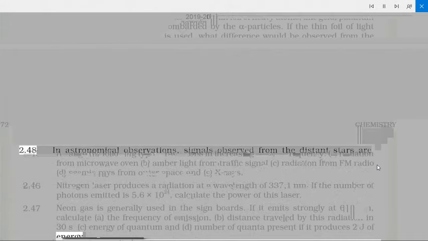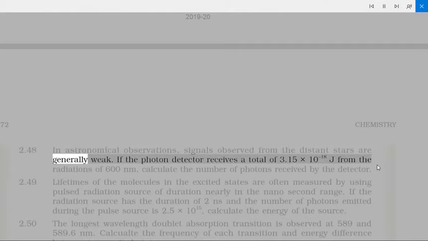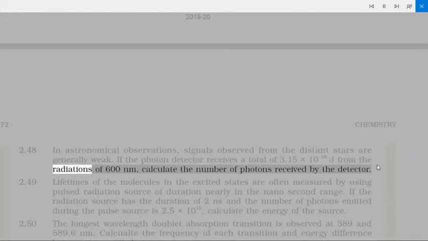Chemistry 2.48 In astronomical observations, signals observed from the distant stars are generally weak. If the photon detector receives a total of 3.15 × 10^-18 J from the radiations of 600 nm, calculate the number of photons received by the detector.